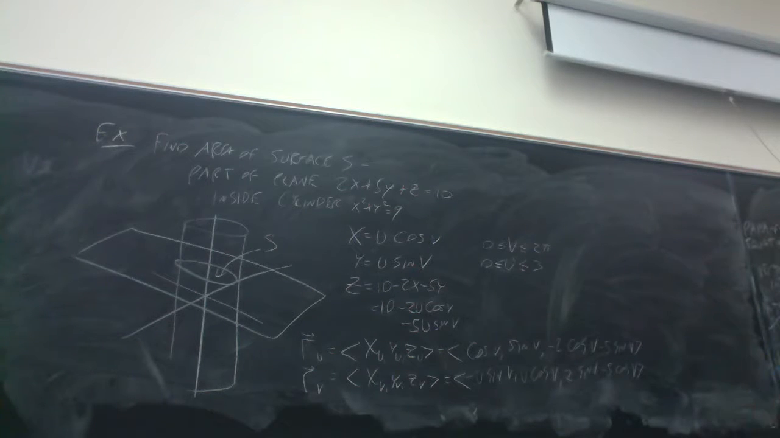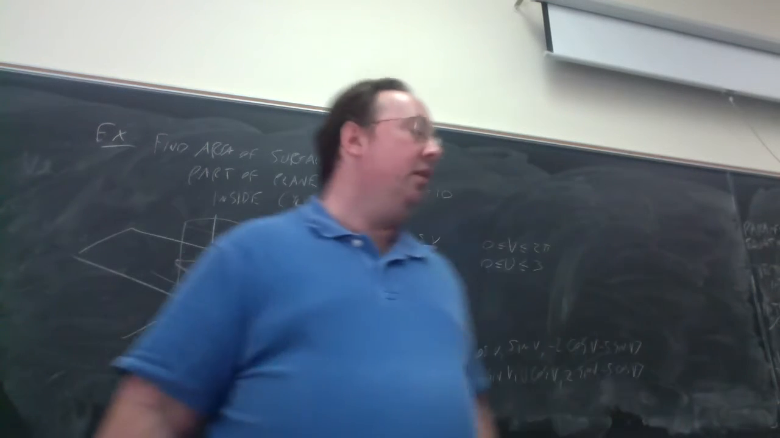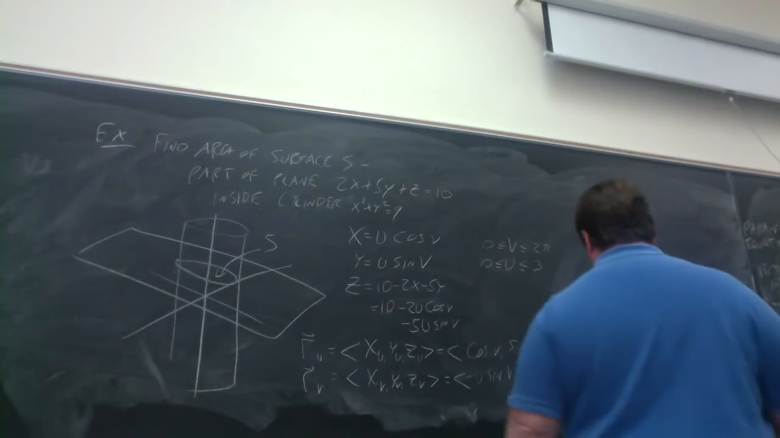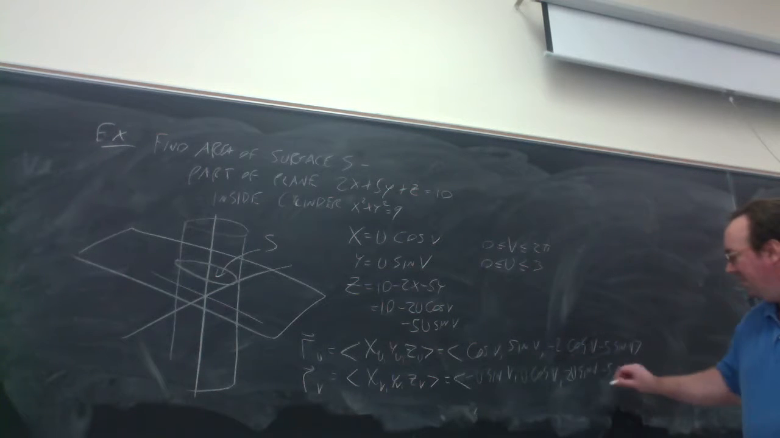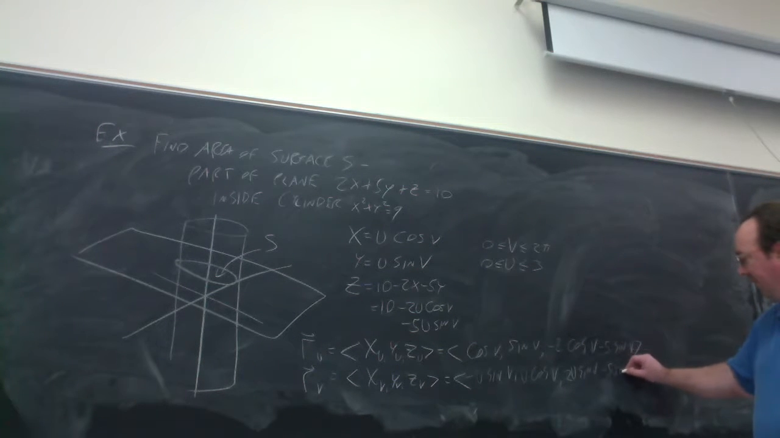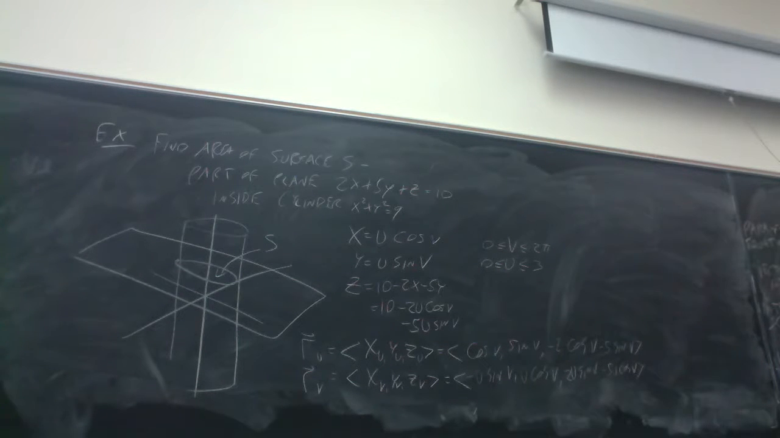Okay, and then you have to take the cross product of these. Very tedious. Fortunately, you get a lot of use of sine squared plus cosine squared equals 1. Sorry, yes, they did include the 2 sine v. Differentiation is no different than what happened over here. Are we good? Okay.